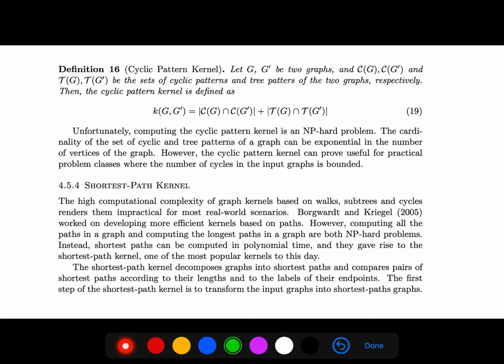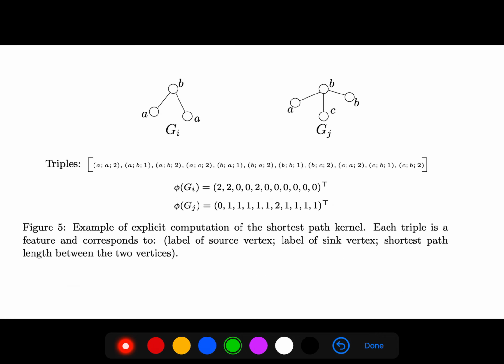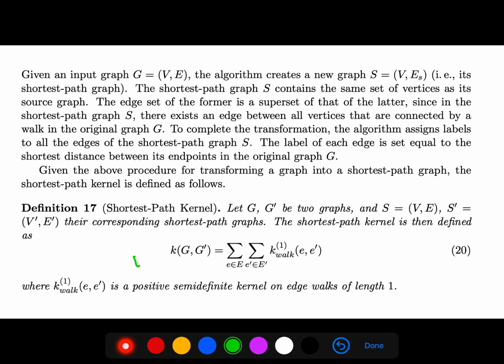So if we have two graphs, and these are the sets of cyclic patterns and tree patterns of the 2 graphs, then the cyclic pattern kernel is defined like this. We have this C, where C is cyclic pattern, but T means tree pattern. Because we have 2 graphs, G and G prime, we do intersection and then take the cardinality of these sets. Also, the shortest path kernel is very interesting. Each triple is a feature and corresponds to, for example, the label of the source vertex, the label of the sink vertex, and the shortest path length between the two vertices. And then we can define the shortest path kernel between any two graphs.